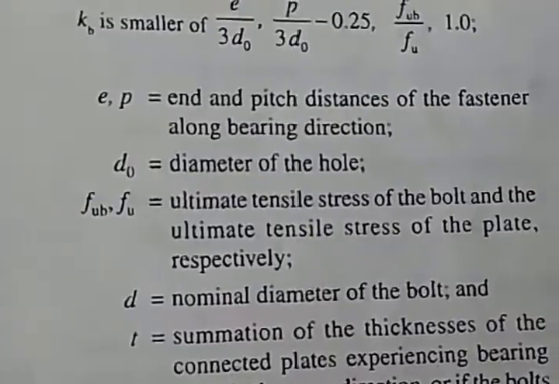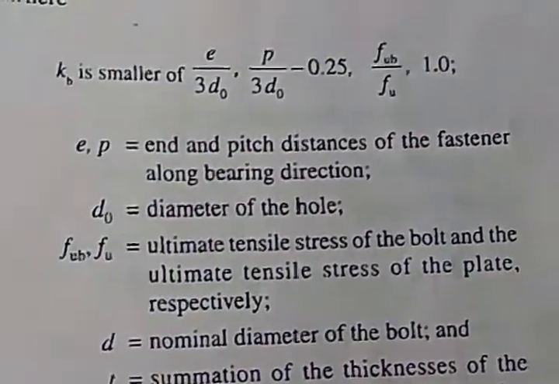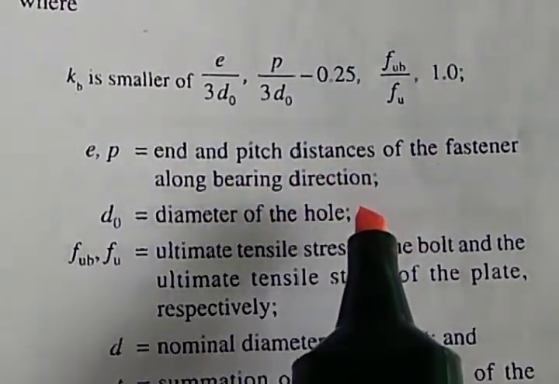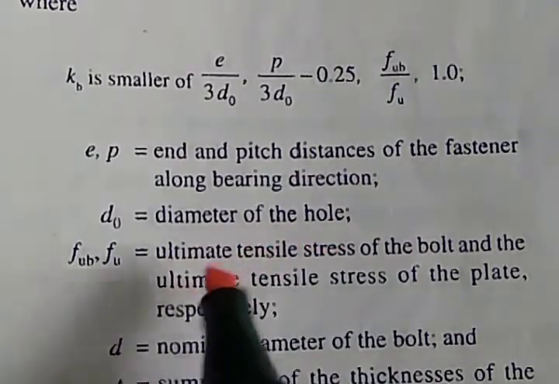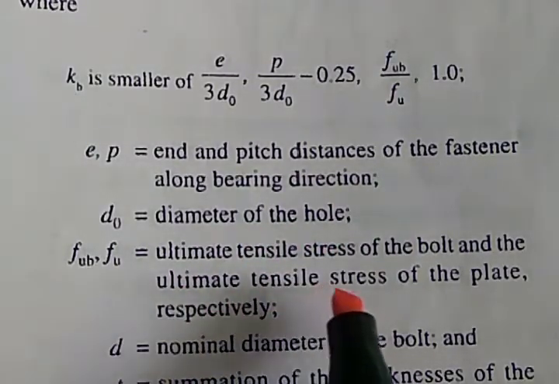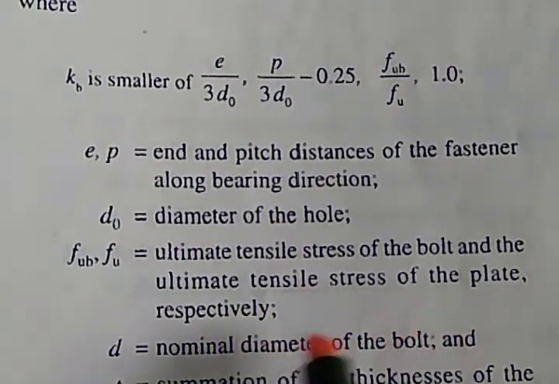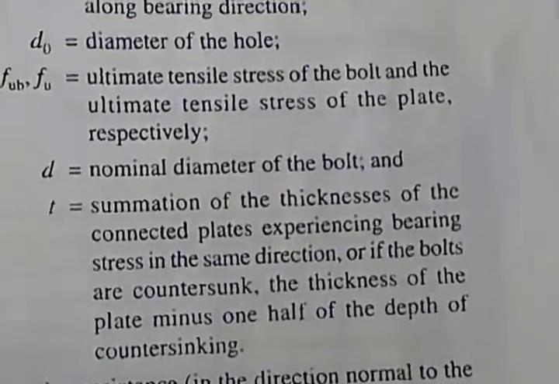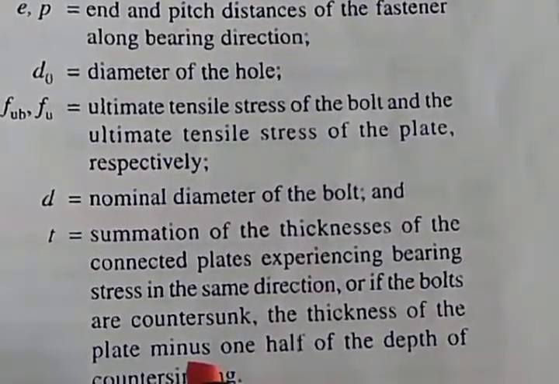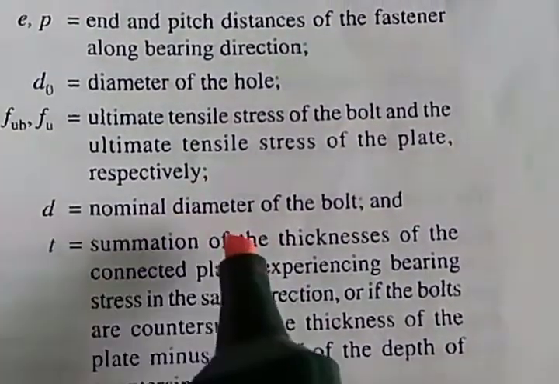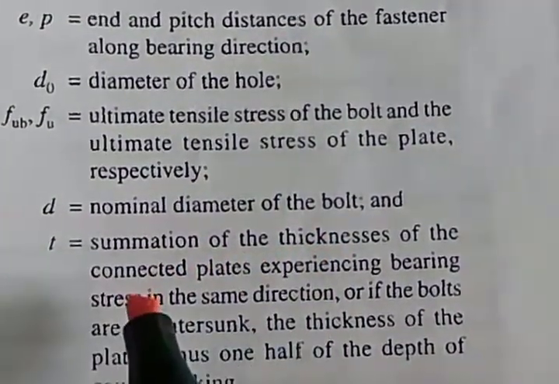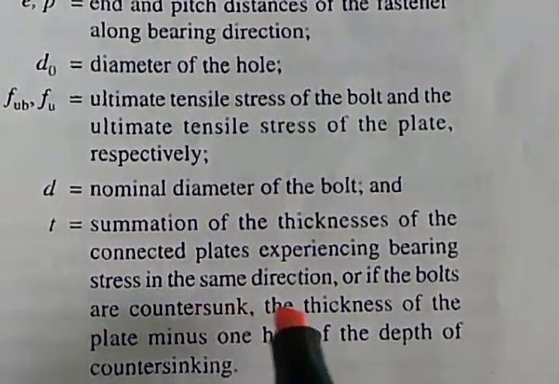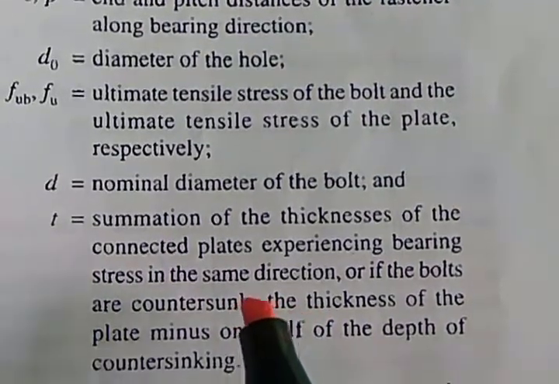Now here e and p are given as the end and pitch distance of the fastener along the bearing direction. Then d0 is the diameter of the hole. Then fub and fu are the ultimate tensile stress of the bolt and of the plate respectively. d is the nominal diameter of the bolt, and t is the summation of the thickness of the connected plates experiencing the bearing stress in the same direction. So t is the thickness of the connected plate.